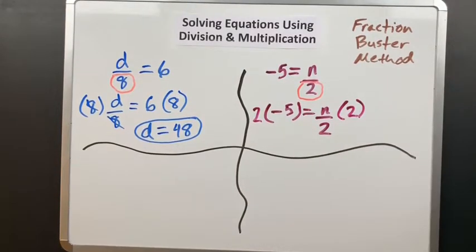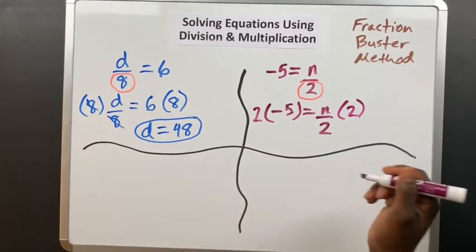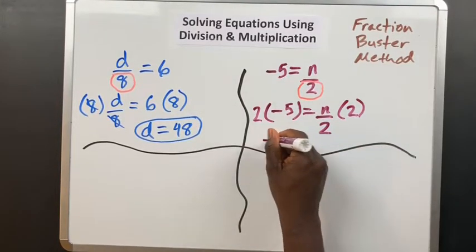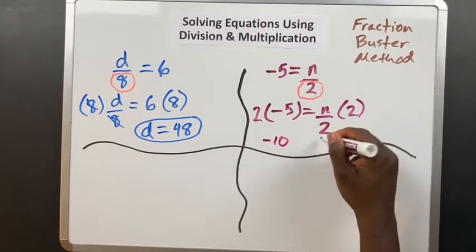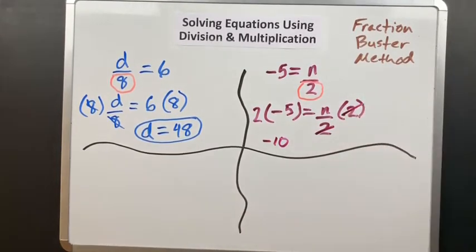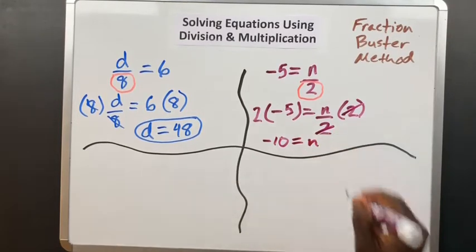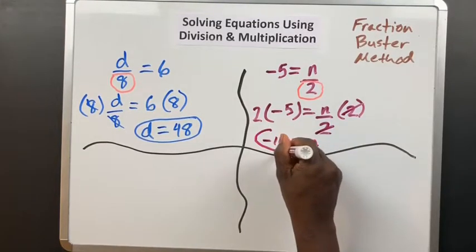So what's 2 times -5? Positive times a negative is a negative, so that's going to be -10. And then here, 2 divided by 2 is 1, so we cross those out, bring down the equal sign, and n. Hence, our final answer is n equals -10. Circle the final answer.